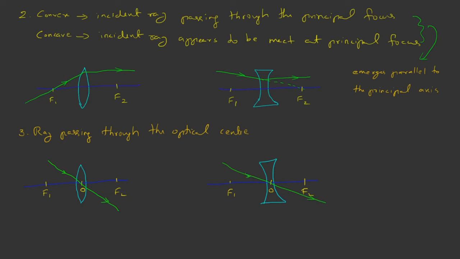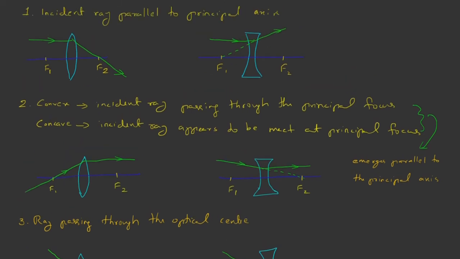So we studied three rays which can be used to draw ray diagrams. We need to select any two of these rays to draw ray diagrams. First ray we considered here is the incident ray parallel to the principal axis. After refraction, it passes through the principal focus on the other side of a convex lens, and for concave lens, it appears to be diverged from the principal focus of the same side of the lens.